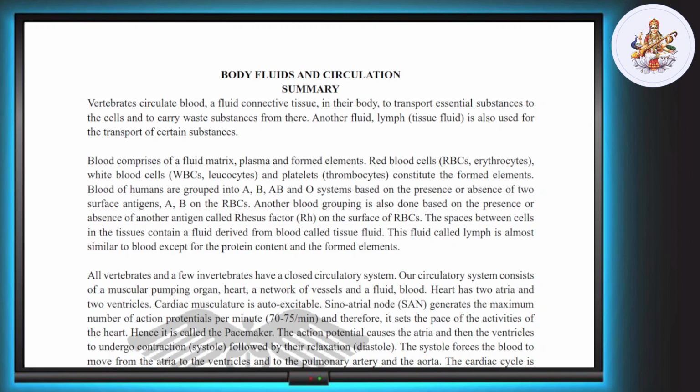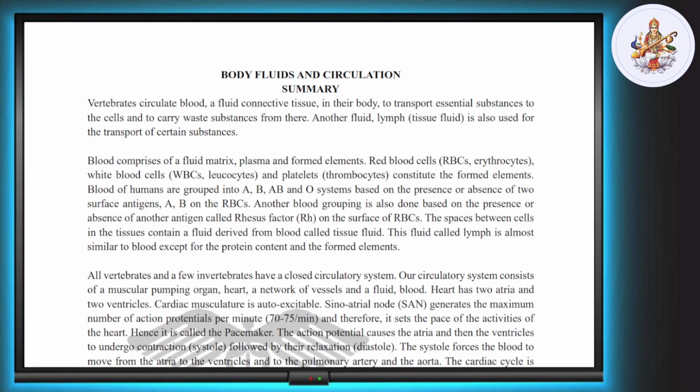Now, why do we need blood circulation? Simple, to transport essential substances like oxygen, nutrients and hormones to various body cells, and also to remove waste products like carbon dioxide and urea. But blood is not alone in this task. There's another fluid called lymph, or tissue fluid, which also helps in transportation of certain materials, especially in the immune system.